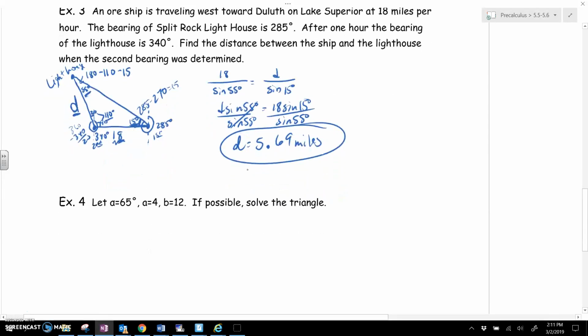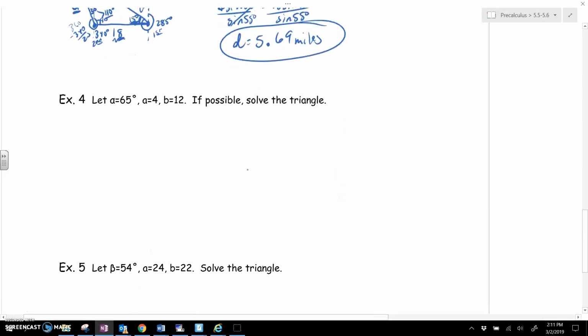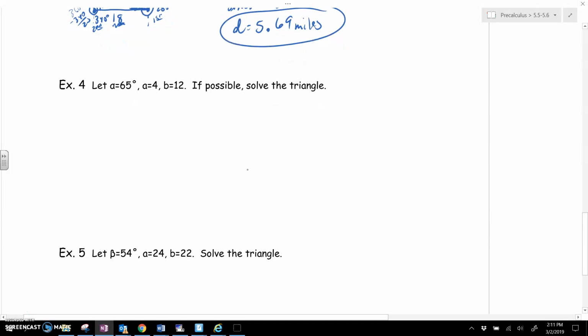So now that we've introduced and learned about the law of sines, we now need to look at this situation we call the ambiguous case. So when we look at example 4, it says angle A or alpha is 65 degrees, side A is 4, and side B is 12. And now you'll notice it says if possible.